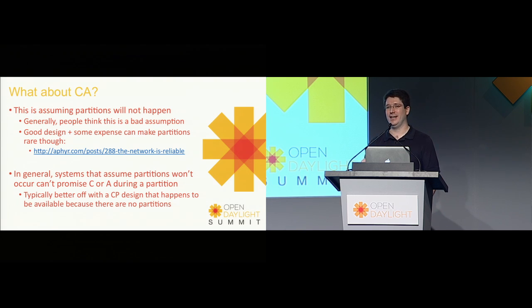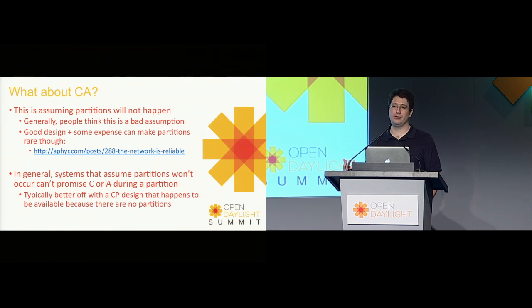So what about CA? I mentioned assuming partitions don't happen is a really bad idea. CA is assuming partitions will not happen. Generally, people think this is a bad idea. There is a great blog post that is about 8 years long, called The Network Is Reliable, and the end result is that they combed every data set they could find that was publicly available to figure out what partitions happen, how they happen, why they happen, and what you could do to stop them.